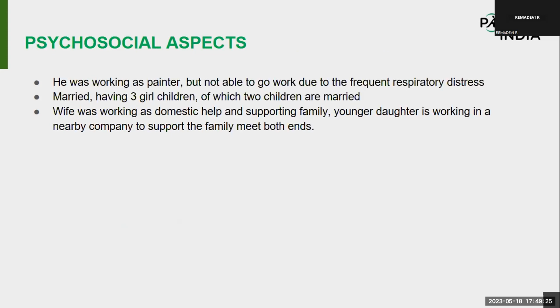Next slide, please. Psychological aspect. He was working as a painter, but is not able to go for work due to the frequent respiratory distress. He's married, having 3 girl children, of which 2 are married. Wife was working as a domestic help and supporting the family. The younger daughter is working in a nearby company to support the family and make both ends meet.